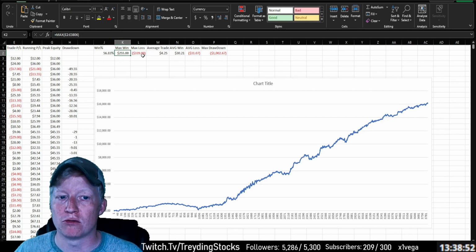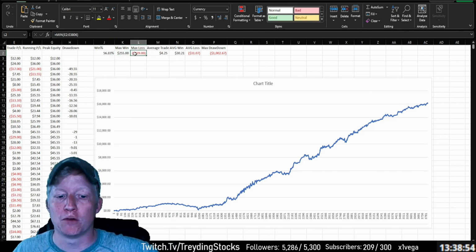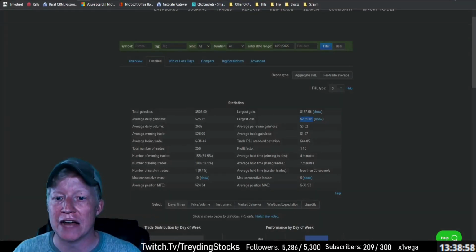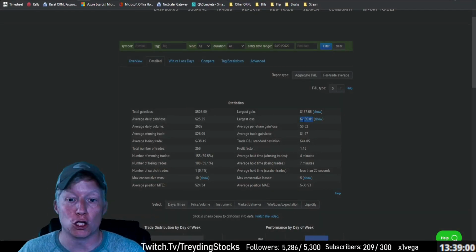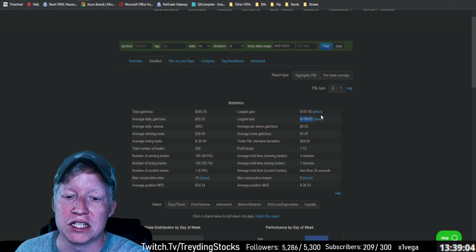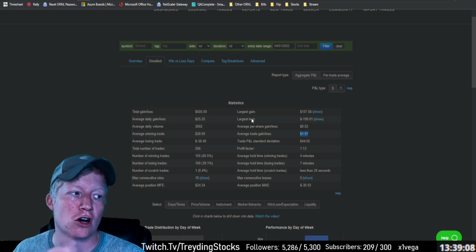So we're perfectly ready for this. And in the fuller back test, we had a max loss of 339, max win of 255. So we didn't really get close to what we could lose or even really could make in a single trade. So that's nice. Average per share gain or loss, 2 cents. Average trade gain or loss, $1.97.